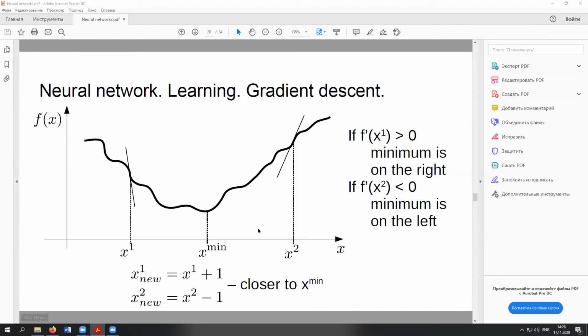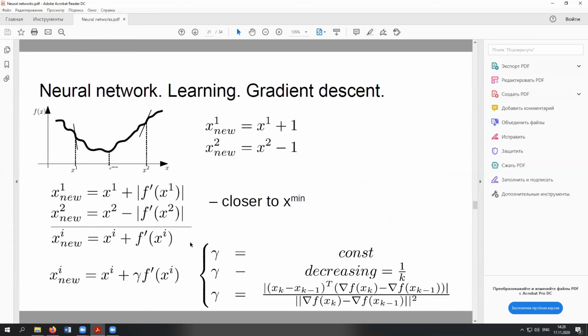And do it iteratively. Well, if we make just constant steps, most likely we will always jump around the real minimum. But if this value depends on the value of the derivative, then very quickly we will find the minimum of the function. Well, this is the common approach of gradient descent.